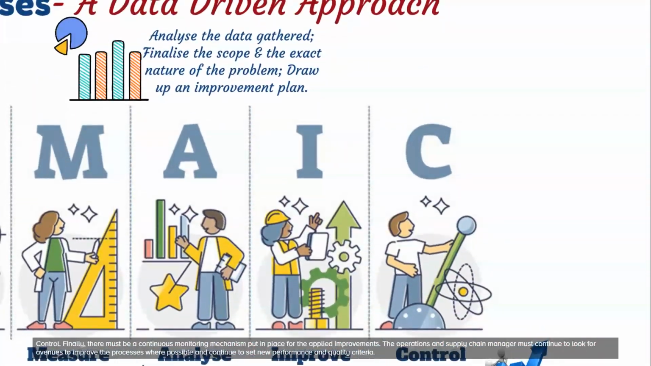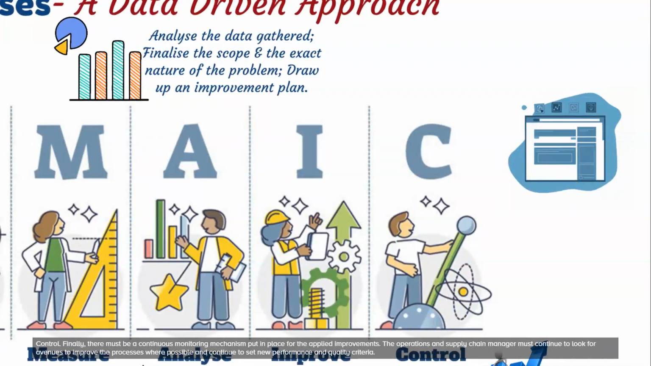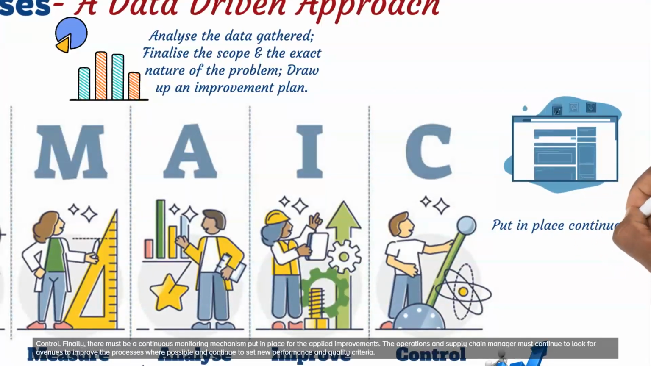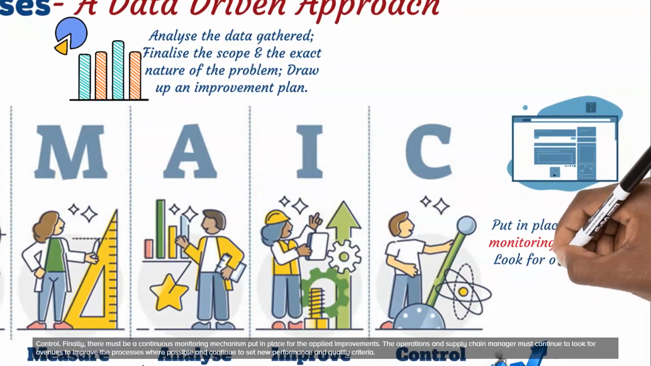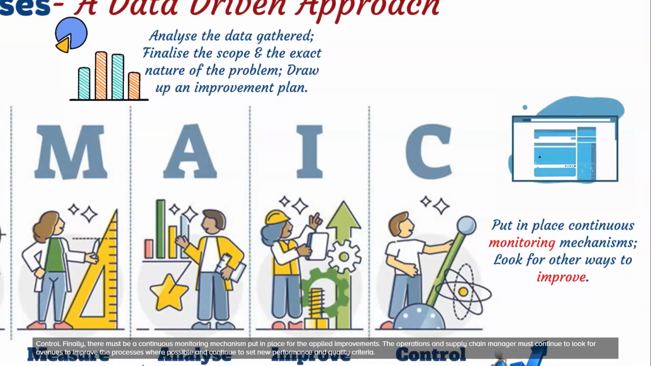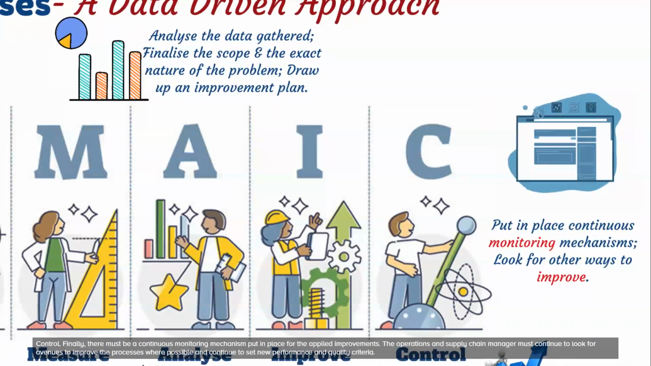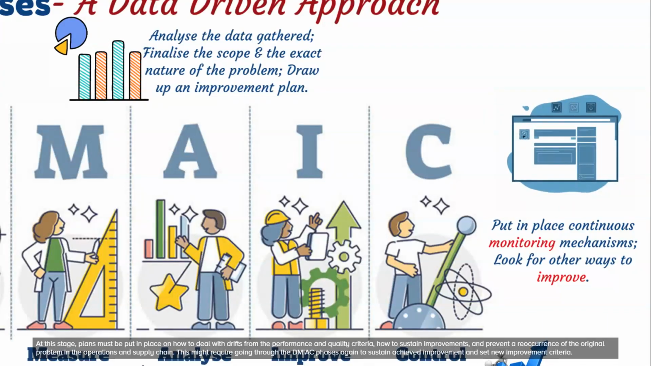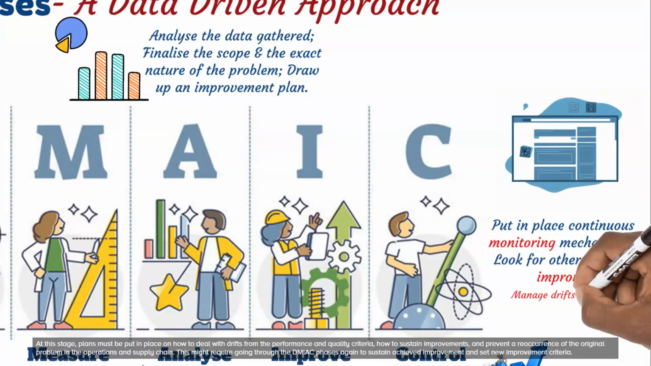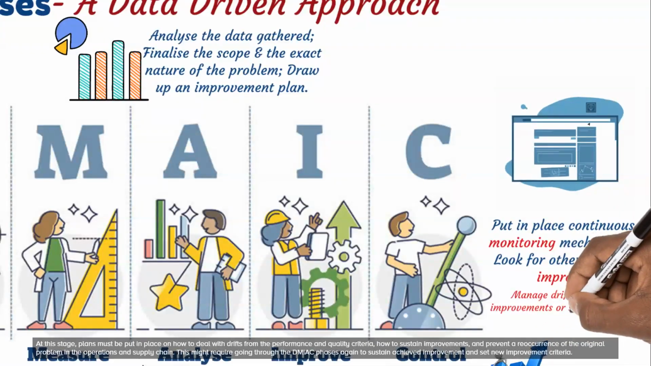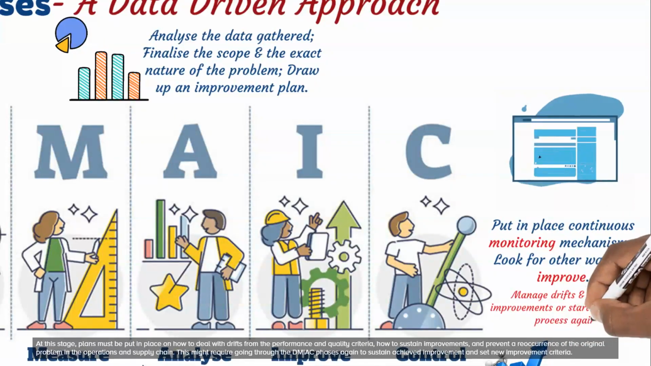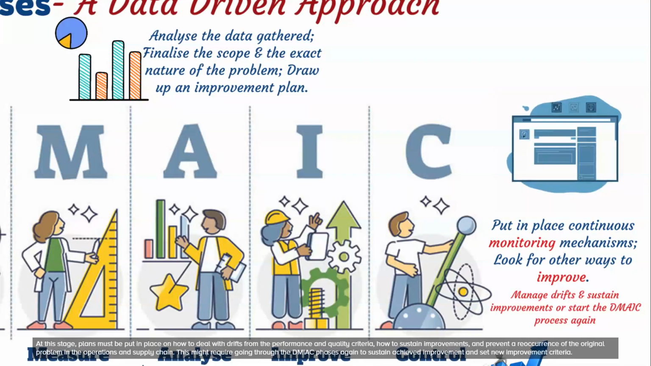Control. Finally, there must be a continuous monitoring mechanism put in place for the applied improvements. The operations and supply chain manager must continue to look for avenues to improve the processes where possible and continue to set new performance and quality criteria. At this stage, plans must be put in place on how to deal with drifts from the performance and quality criteria, how to sustain improvements, and prevent a reoccurrence of the original problem in the operations and supply chain. This might require going through the DMAIC phases again to sustain achieved improvement and set new improvement criteria.